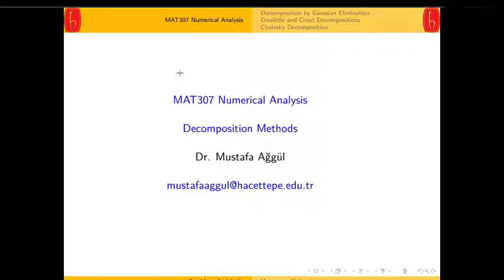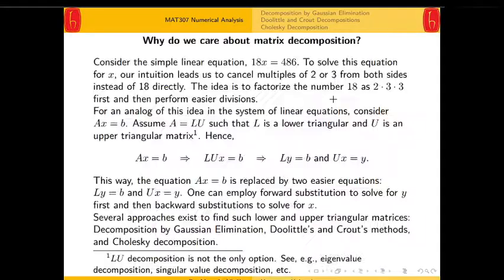Welcome to MIT 307 Numerical Analysis class. In this lecture, we are going to introduce decomposition methods. First, why do we even care about matrix decompositions?